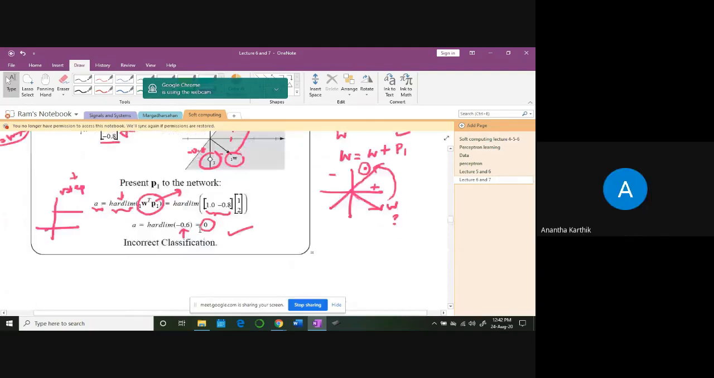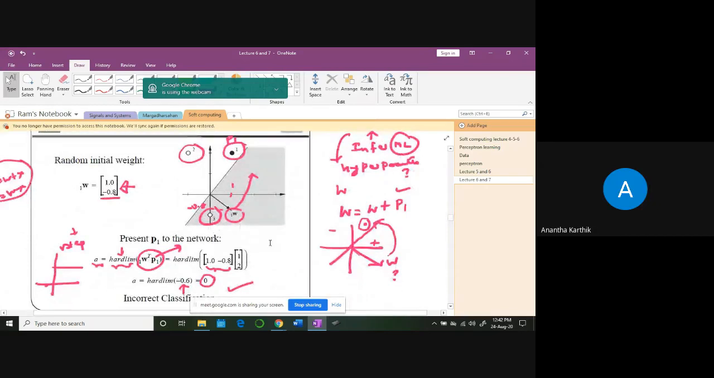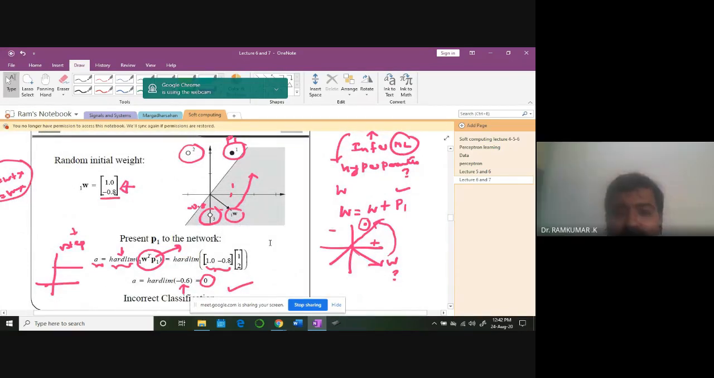This one? Yes, sir. Just start. Random initial, so we assume initial weight, random initial weight. That is right. That's random initial weight. Yeah, you are assuming. Okay.